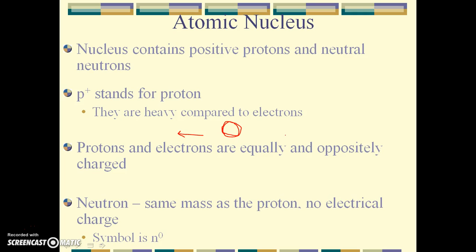Now, a neutron has the same mass as a proton, and as you should know, no electrical charge. And the symbol is N with a superscript 0.